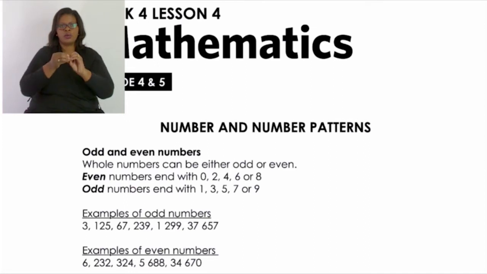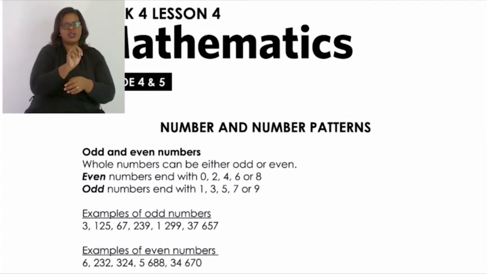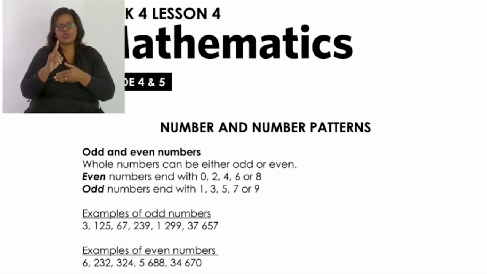Whole numbers are classified as odd and even numbers. Even numbers end with 0, 2, 4, 6, and 8, whereas odd numbers always end with 1, 3, 5, 7, and 9. So when you are counting in twos, it means you are listing all the odd numbers.